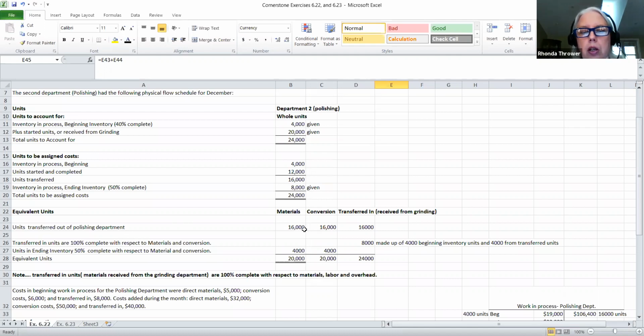So our materials, we transferred out 16,000 units. Conversion, we transferred out 16,000 units. And of the materials that we received in, we transferred out 16,000 units.